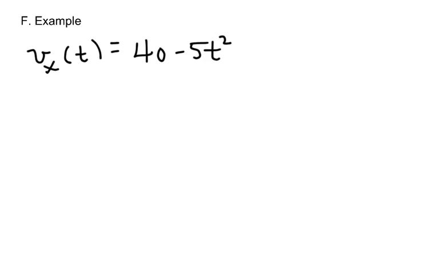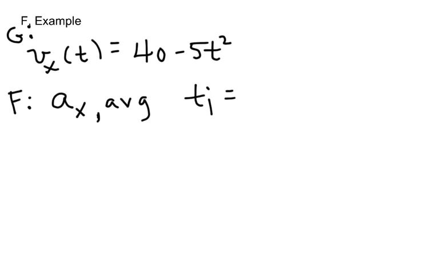Okay, let's do an example. Let's say I have a velocity in the x direction as a function of time that's equal to 40 minus 5t squared. So this is my given. What I want you to find is the average acceleration if my initial time value starts at 0 seconds and my final time value is at 2.0 seconds.